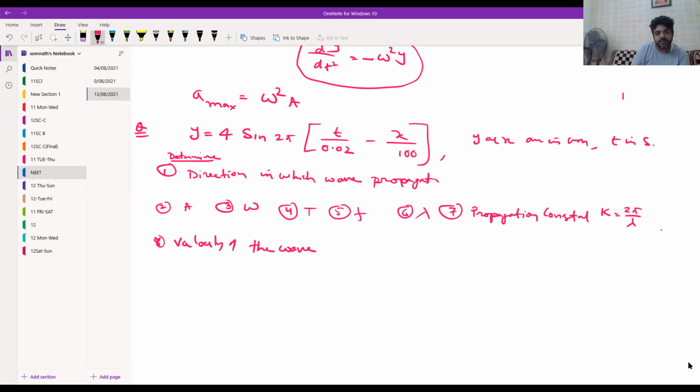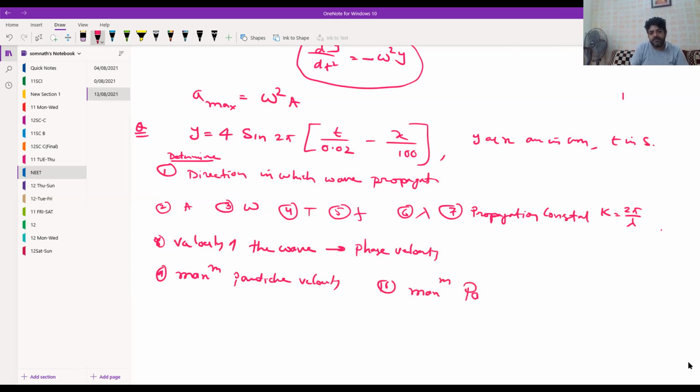The velocity of the wave is the phase velocity, that is, how fast the wave is travelling. Then number 9, maximum particle velocity. And number 10, maximum particle acceleration. So from one question, they can ask ten different types of questions, any one of which you can answer. So this is very, very important. Try and tell me what is the answer. I give you 5 minutes for that.